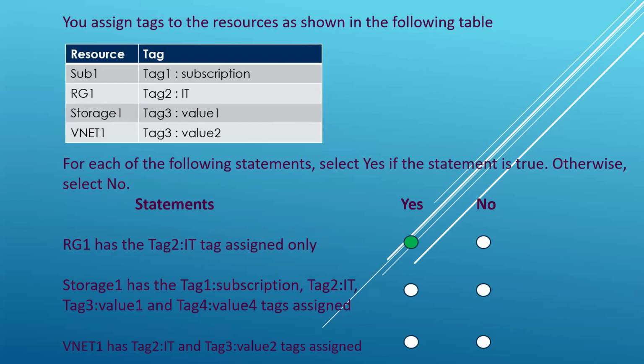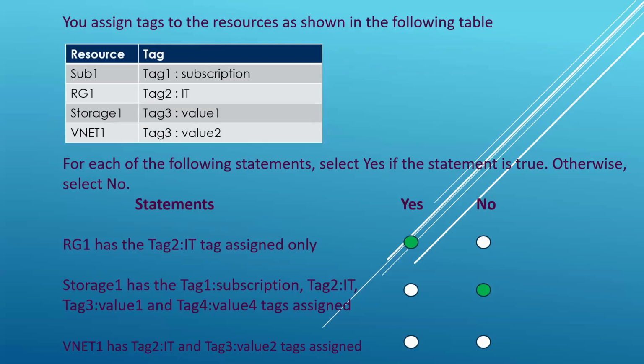The second statement is: Storage1 has the tags tag1 with value subscription, tag2 with value IT, tag3 with value 1, and tag4 with value value 4 assigned. Storage1 is a resource which was created before the policy was applied, and the policy doesn't have any remediation plan associated. So the tags should remain the same. Hence the statement is incorrect, because initially Storage1 has just one tag, which is tag3, and its value is value 1.